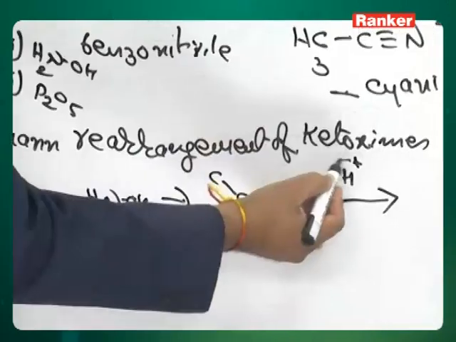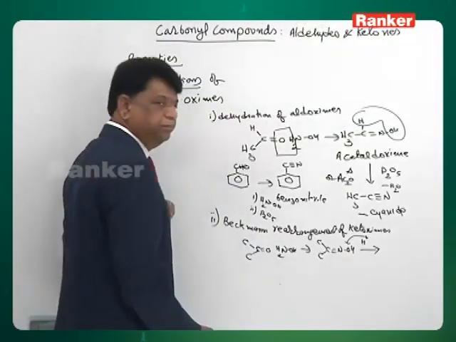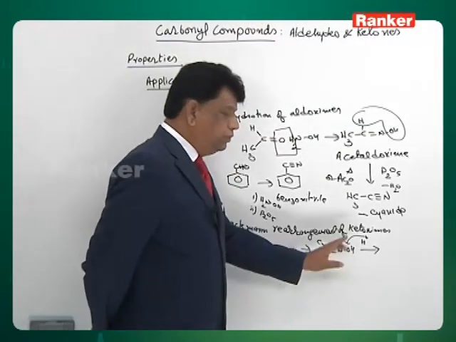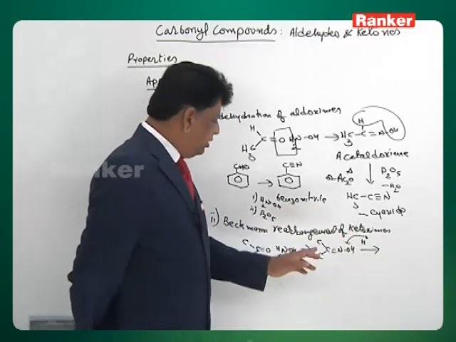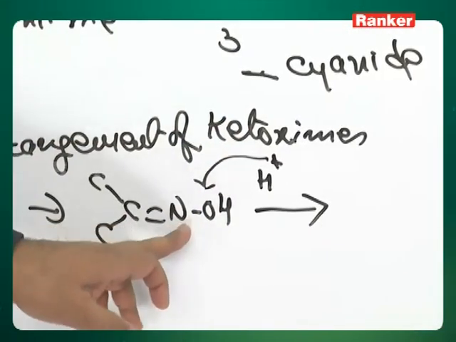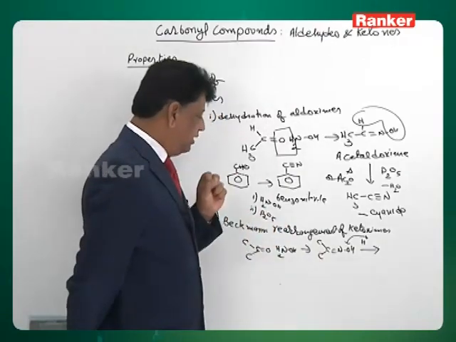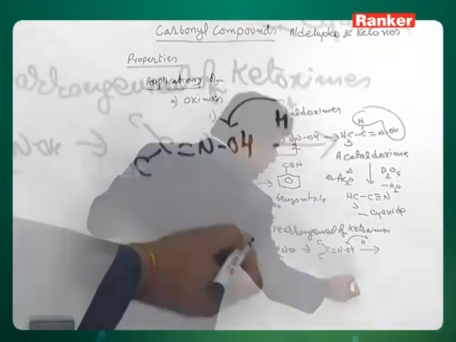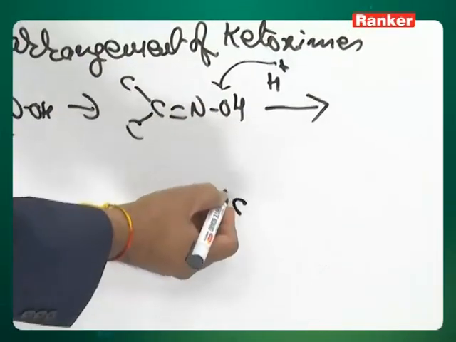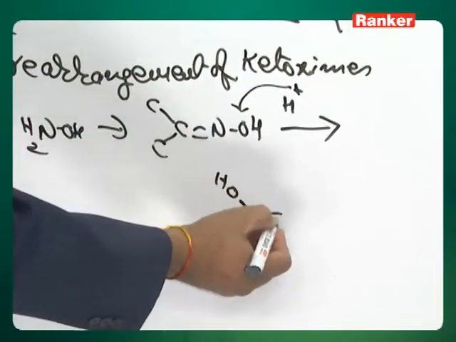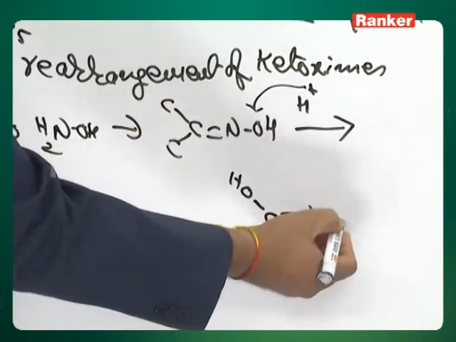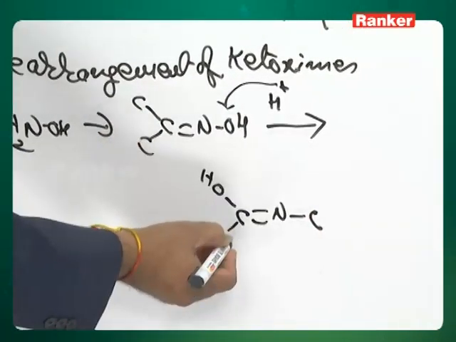H plus attacks on the OH, O will become positive, and H2O will come out. So this methyl will change to the nitrogen, and the water will come back and give OH. Temporarily, the OH will come and the methyl will go there. I will write it like this. This methyl changed to there, and this methyl stays as it is.